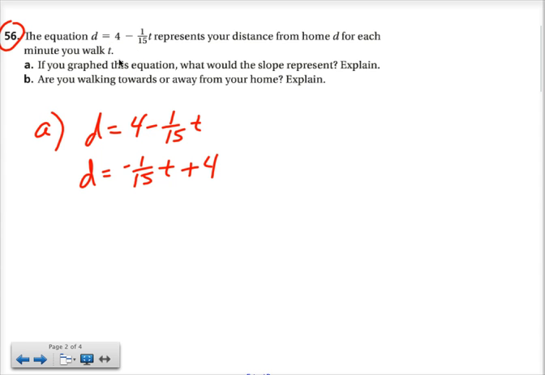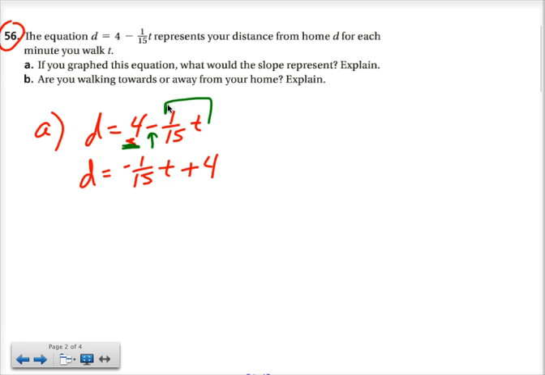So if I graph this equation and I think about what's going on, what's happening is you're walking towards home. Now, how do I know that? Because you're starting with the distance of 4, and you are subtracting as you move forward with time. So as I look at this, I'm thinking, well, the whole equation has to be about distance, because this is distance. Well, that means this little chunk right here has to be distance.